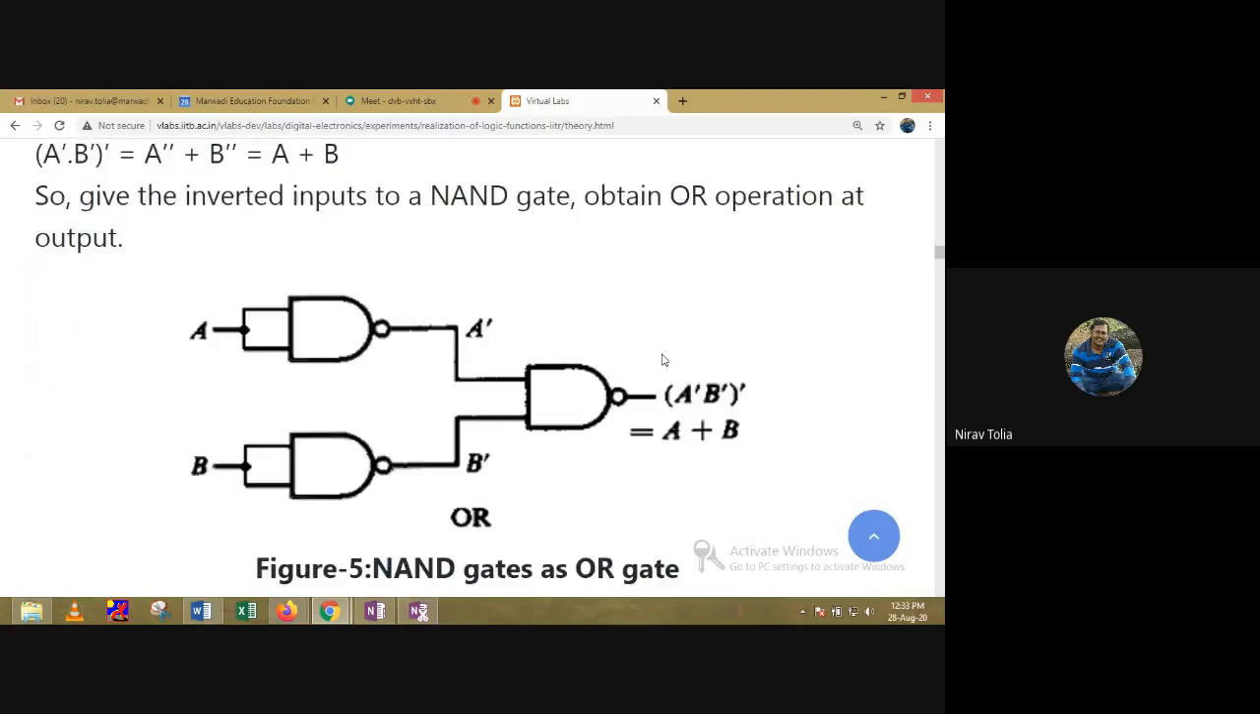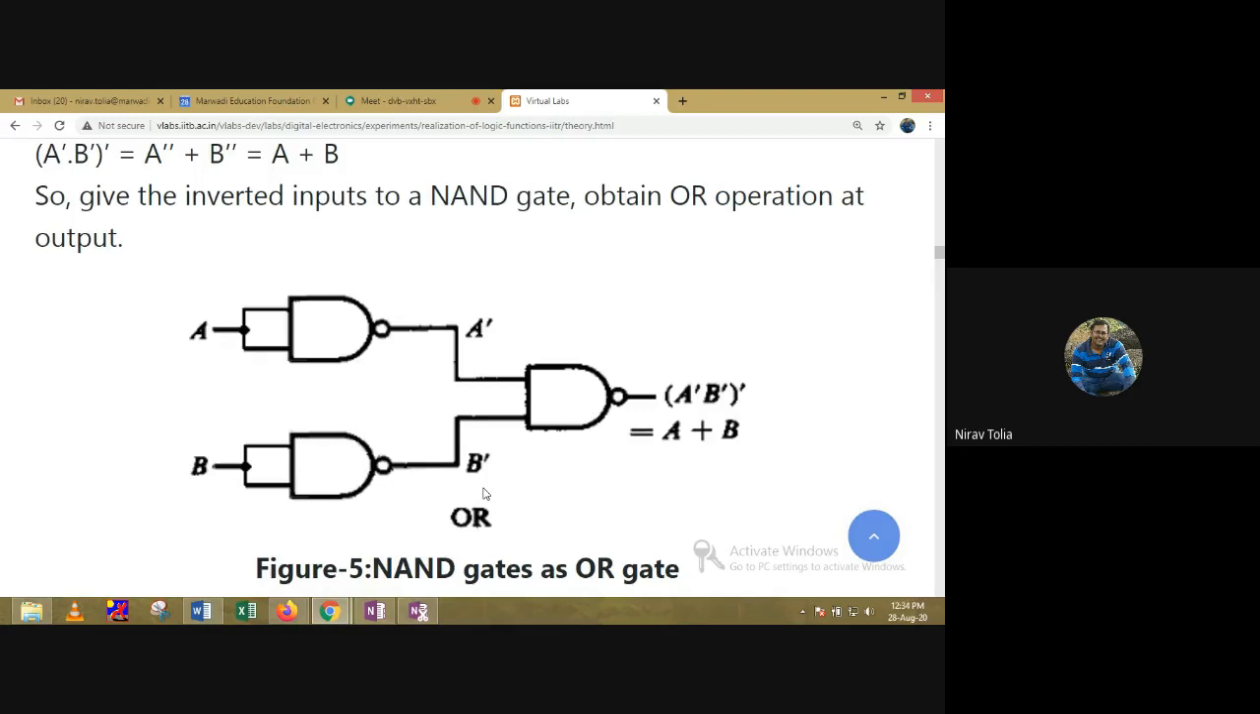So you can see in the figure, what we require is A double bar and B double bar. For that we require A bar and B bar. Here I am giving input A, so it gives A bar. The first NAND gate works as a NOT gate. In the same way the second NAND gate also works as a NOT gate. If you give input B here, it gives output B bar. And finally A bar and B bar are given to the inputs of the third NAND gate.